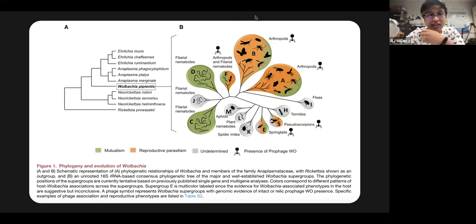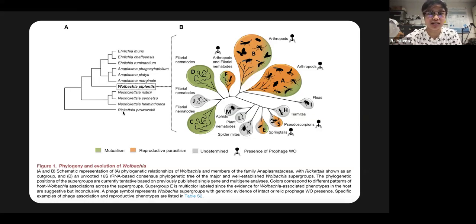I like this figure because it can show you visually just how much work has been done on some of these groups. We can see that A and B are the largest supergroups for Wolbachia, and that's because that's where the most work has been done, since it's where insect interactions and our human use of Wolbachia takes place.